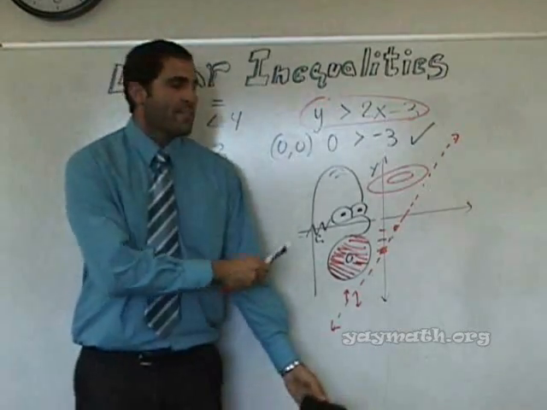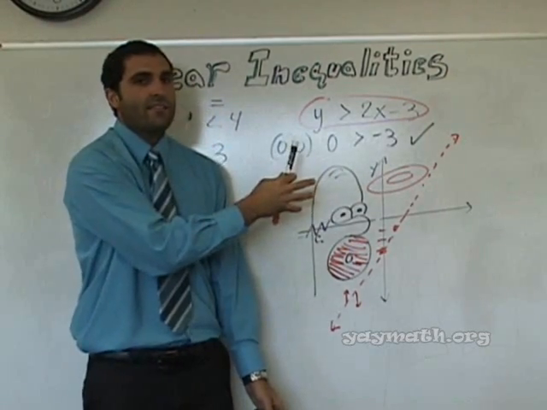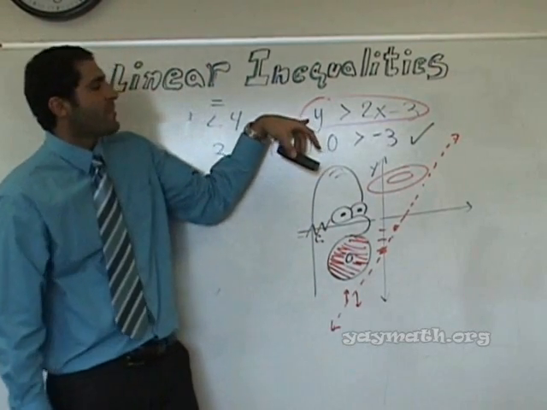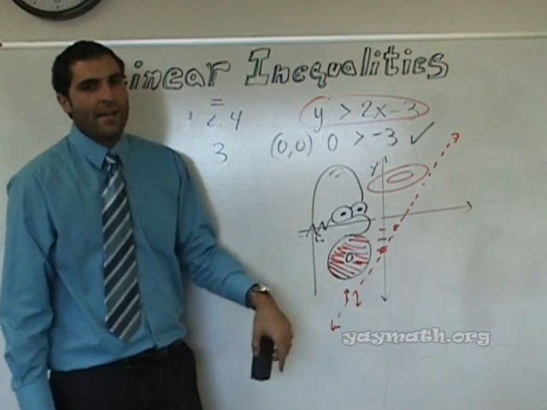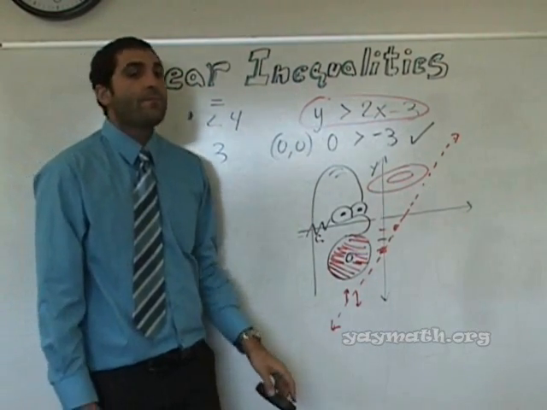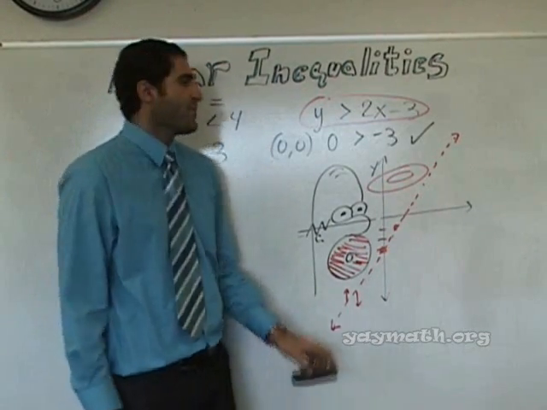So we have two methods. Some people can choose to plug in any point and shade to that side. And some people can just look and see y greater than means up, y less than means down. What if the point you choose is on the line? Should you just pick something off it? Good question. Pick something off.